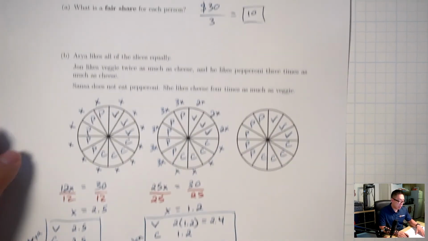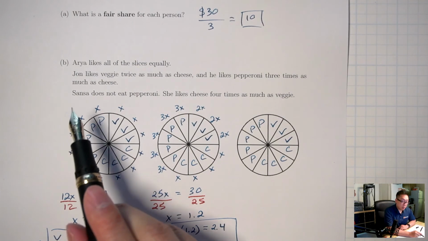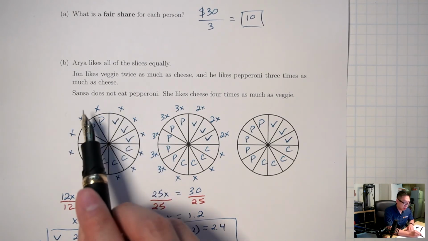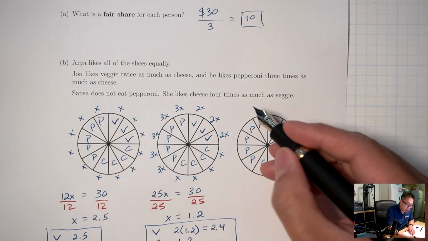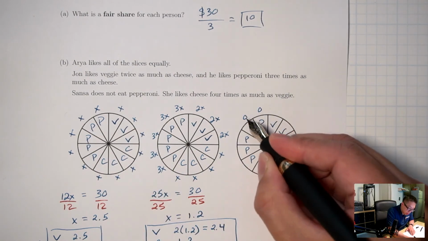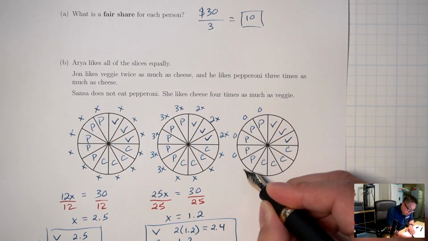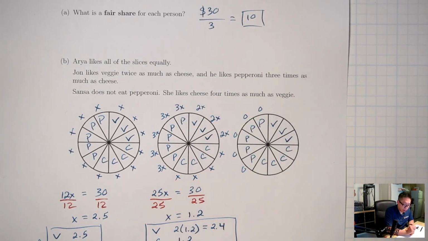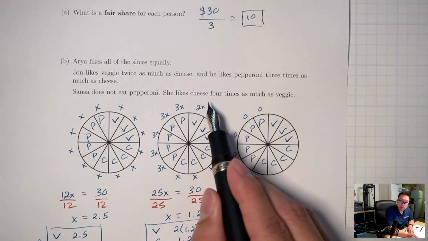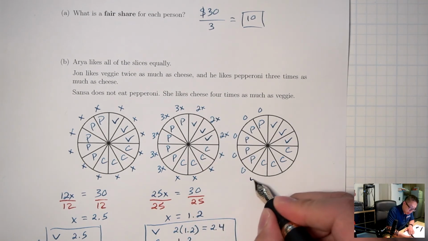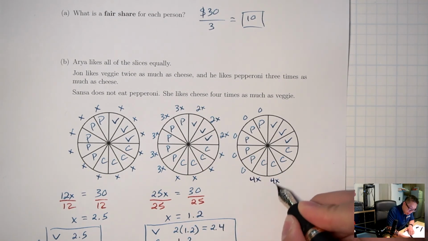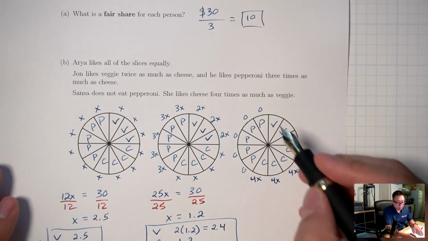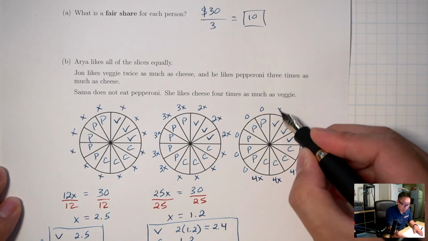And then finally we have Sansa. Sansa does not eat pepperoni at all. Okay, she doesn't want pepperoni at all. So pepperonis are worthless to her. Pepperonis are going to be 0 for her. She likes cheese 4 times as much as veggie. So the cheese will be 4 times, so 4x on the cheese. Which means the veggies are going to be regular x's.